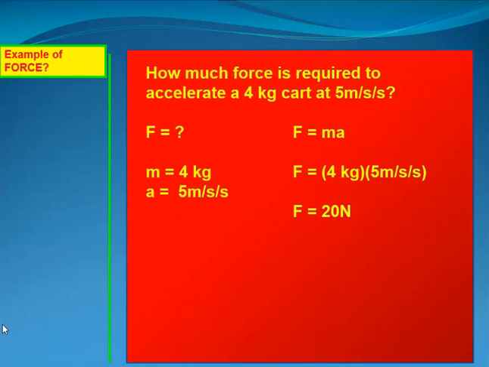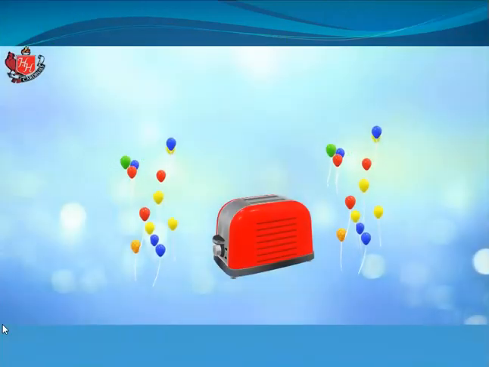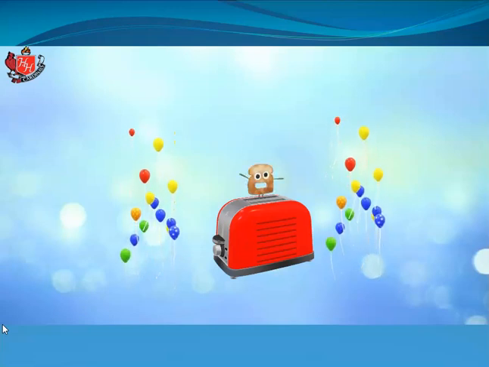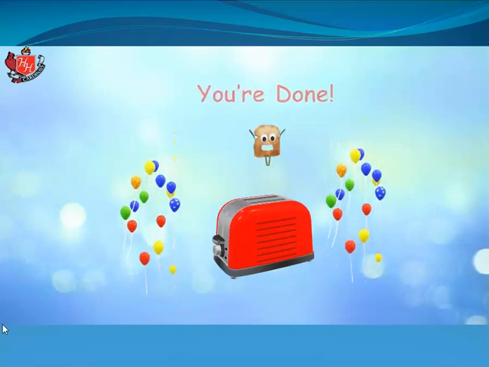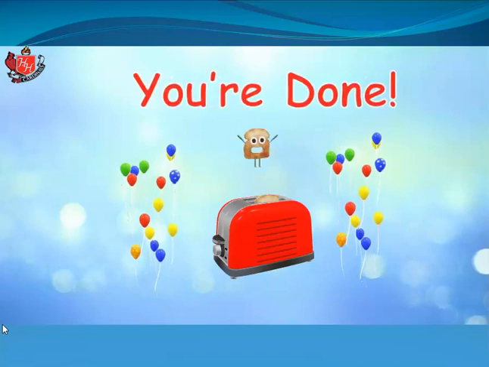How much force is required to accelerate a 4 kilogram cart at 5 meters per second per second? Just use the problem solving format. F equals question mark, m equals 4 kilograms, a equals 5 meters per second per second. That leads you to the formula F equals ma. Plug in the numbers and you get 20 newtons of force. And that takes care of this brief lesson on force, mass, and acceleration. We will use this throughout the course.